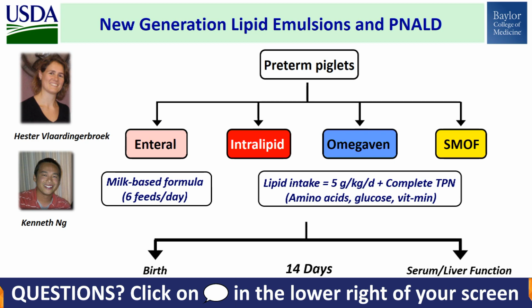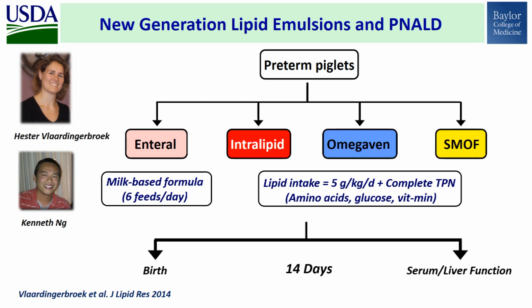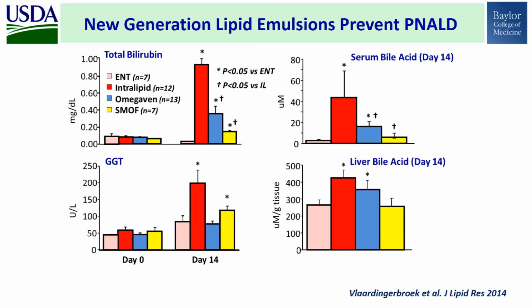The study lasted for 2 weeks, and we assessed liver function and histopathology. Shown on this slide are the serum levels of total bilirubin and GGT. What you can appreciate in the top left is that after 14 days, those pigs that received intralipid demonstrated a marked increase in bilirubin and in GGT.